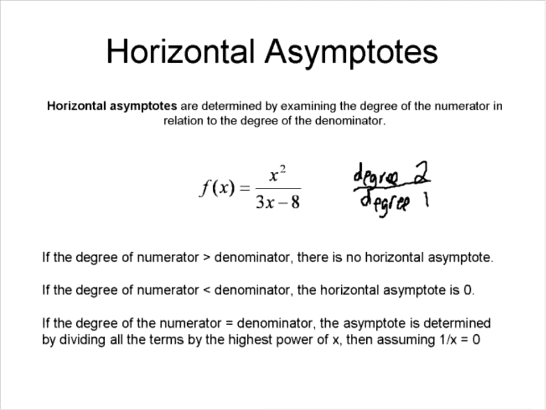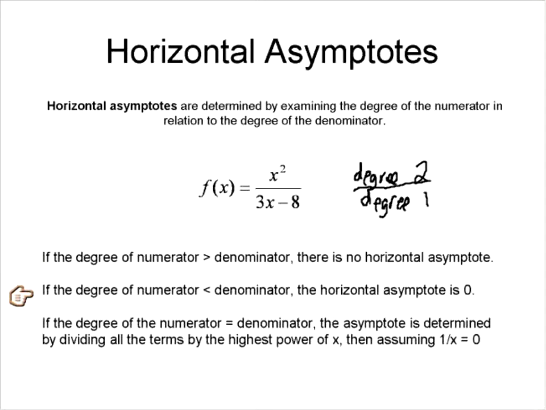Now, if the degree in the numerator is greater than the degree in the denominator, and these are things you just have to memorize, there are no horizontal asymptotes. So for this example right here, the degree is 2 in the numerator, degree is 1 in the denominator, so there's going to be no horizontal asymptotes. And that's fine. We can have a function where there's no horizontal asymptotes. There's no reason that there has to be a horizontal asymptote.